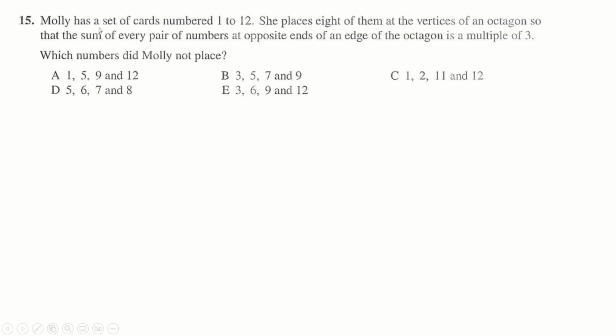Number 15, Molly has cards numbered 1 to 12. Here's an octagon. Now, the first thing I did was notice which numbers here are just not anywhere on here, and I saw 4 and 10 weren't. So 4 and 10 have to be somewhere on this. They can't go next to each other because then they add up to make 14.